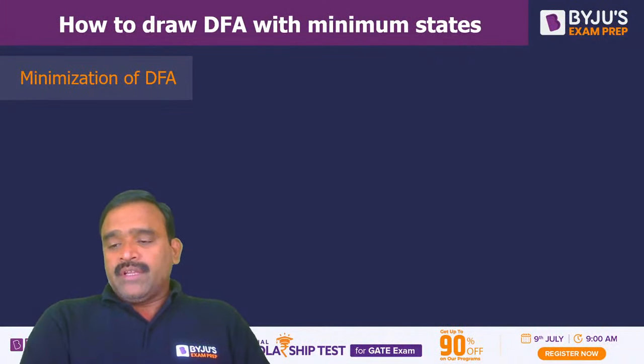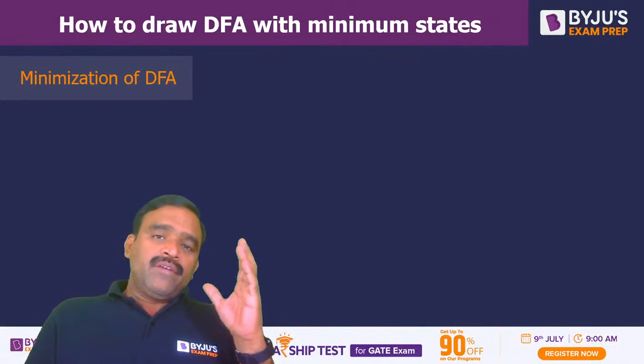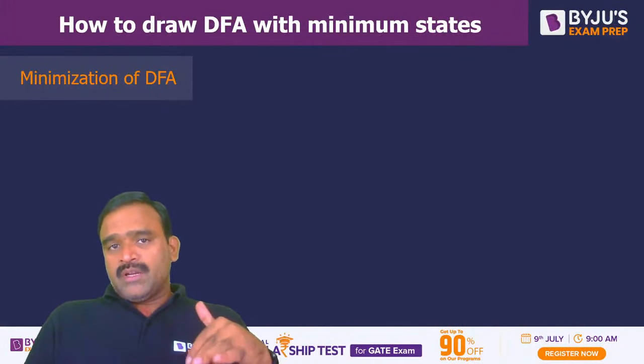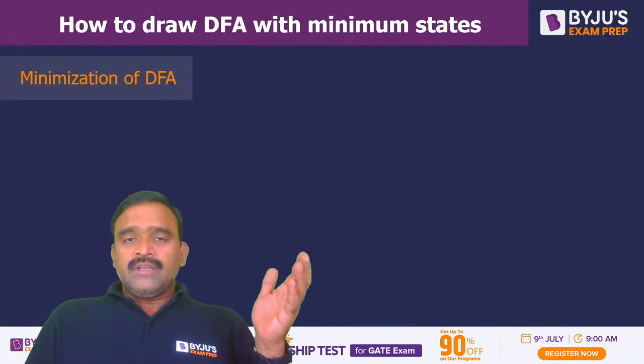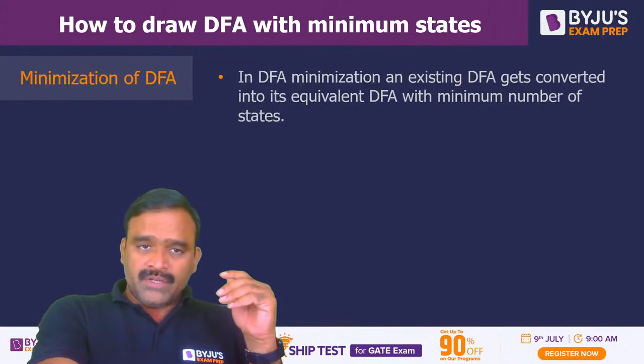And minimization of DFA. So what do you mean by minimization? Actually, when you're implementing a DFA, if the minimum state DFA is implemented, it's more effective. It occupies less memory and also we can access the entries very fast. Okay. So this DFA minimization will be used in the lexical analysis phase of compilation.